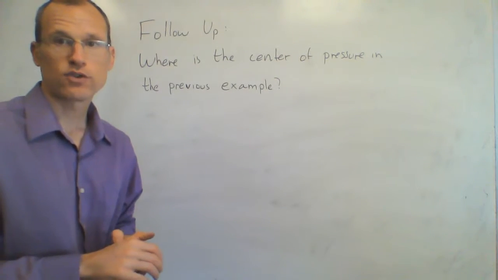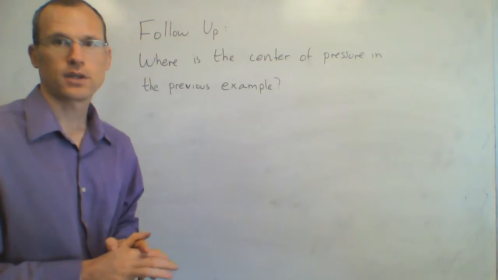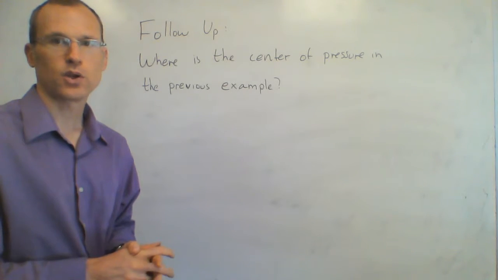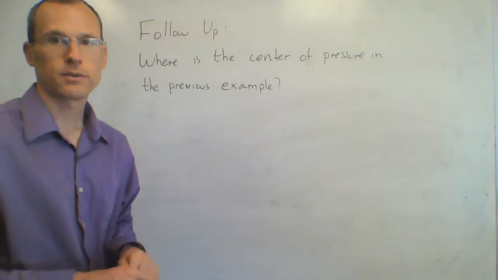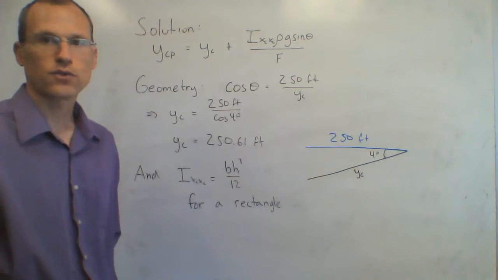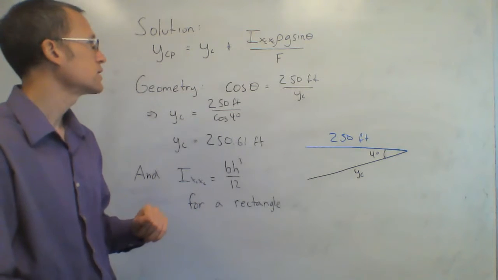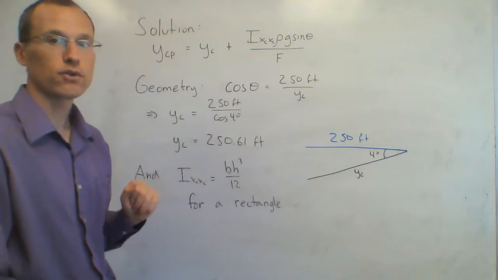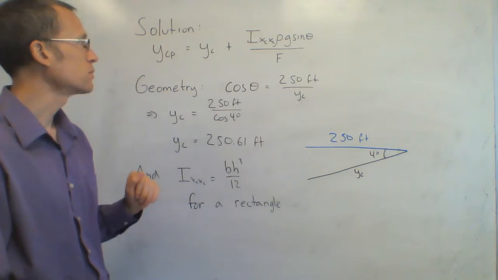So a follow-up question to that previous example. In that previous example, we found the magnitude of the pressure force. Now I want to find where the center of pressure is. If we're going to locate that force at a certain point on my plate, where would that point be? To answer this question, we need the equation for the center of pressure. So ycp is yc, my centroid, plus moment of inertia, Ixcxc, rho g sine theta divided by that force F that we just found. A couple things we need to do before plugging in the numbers.